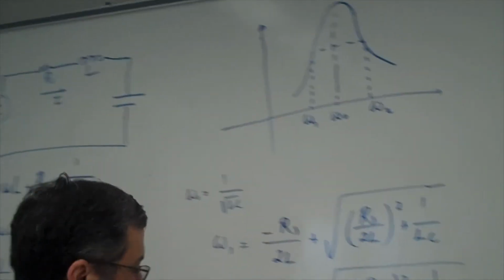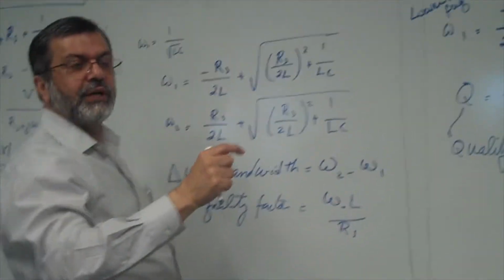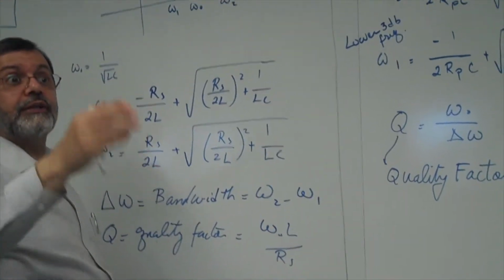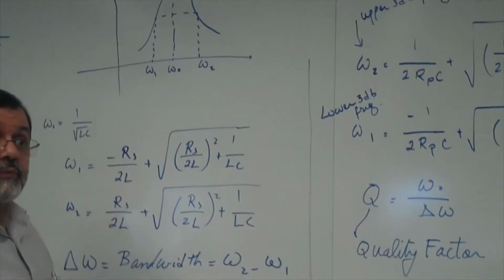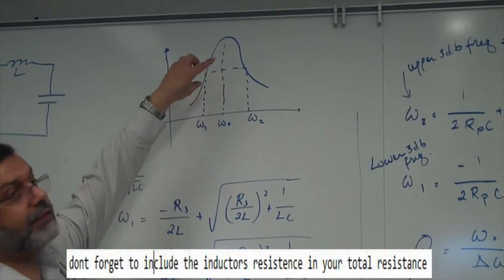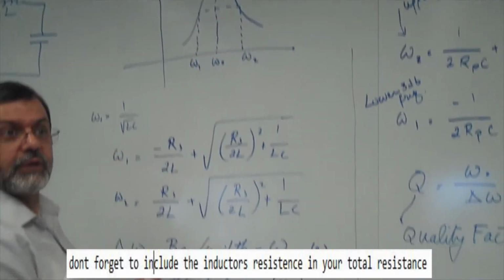So Q is a quality factor. That means the higher the Q, the narrower this bandwidth is, which is what we want for this particular reason. There may be some applications where we want a wide bandwidth. But here, for the radio stations, we want a narrow bandwidth. So that means we want a high Q. We don't want a low Q.